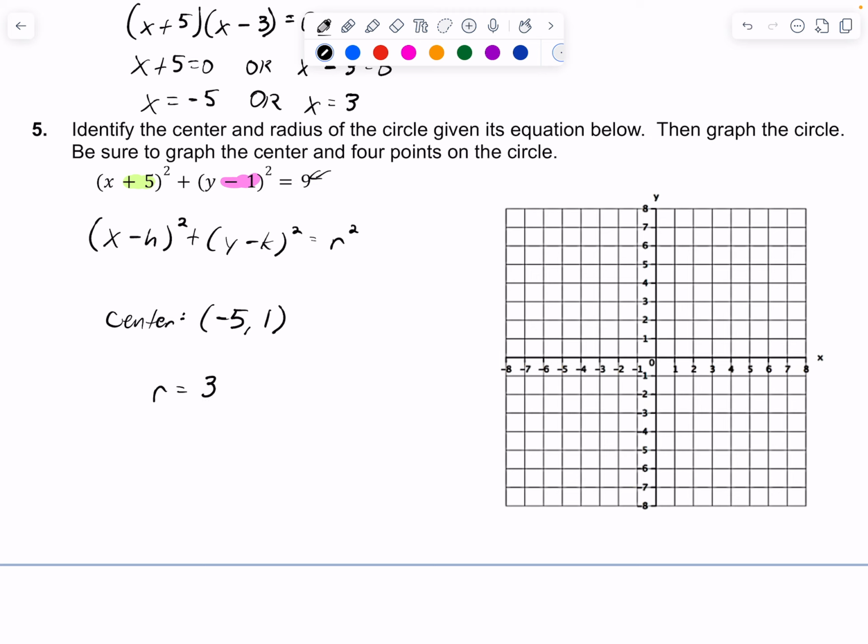The radius is going to be the square root of this number 9, and the square root of 9 is 3. So graphing my circle, I'm going to go to negative 5, positive 1, and then I'm going to count up, down, left, and right 3 units, 1, 2, 3, to get my radius so that I can make my circle. And do your best to make your circle. I understand it's not the easiest thing to do. But ultimately, we're trying to give you points here, but if you end up with something that's more like a diamond, then we will take off. All right, so there's my circle for number 5.